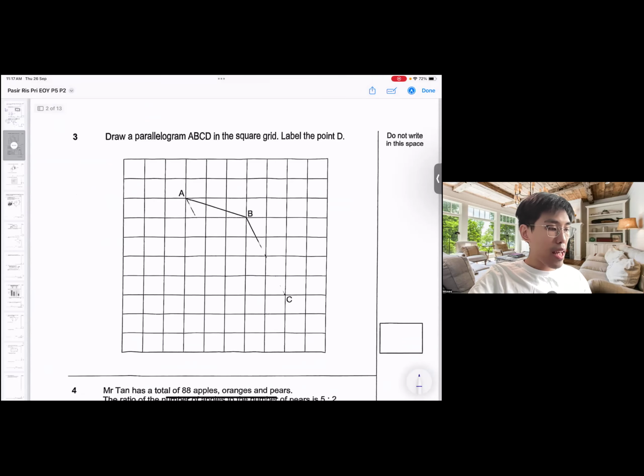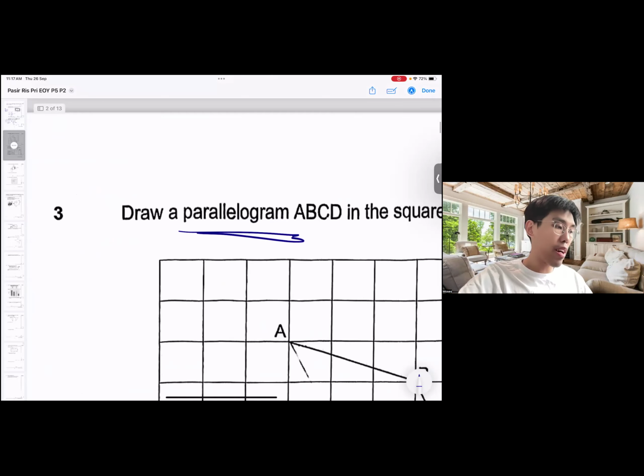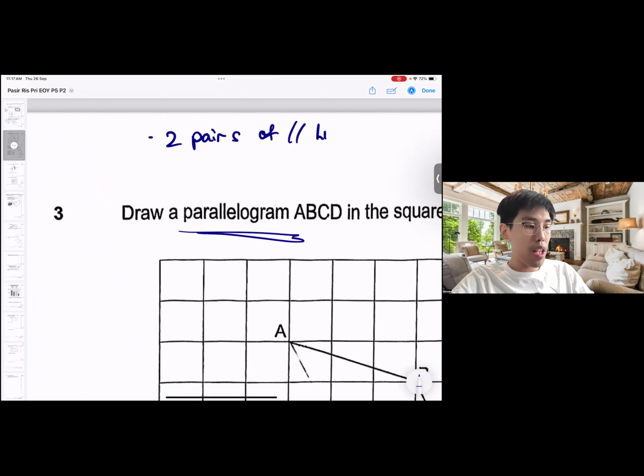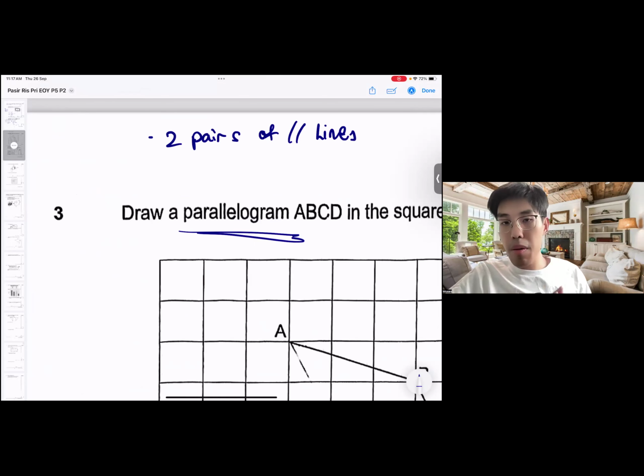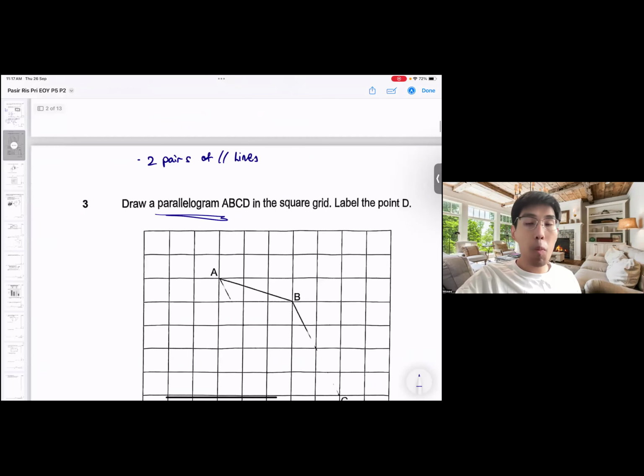Okay, draw a parallelogram ABCD. Label the point D. When they say parallelogram, we need to go and recall what the properties of a parallelogram are. All right, so I just write it here. Number 1, it has 2 pairs of parallel lines. In fact, that is the only property. The rest of the things, like the sum of angles adding up to 360, there being 4 sides and 4 angles, are all general properties of quadrilaterals. I'm talking about things that are unique to a parallelogram. So what's important here is 2 pairs of parallel lines.